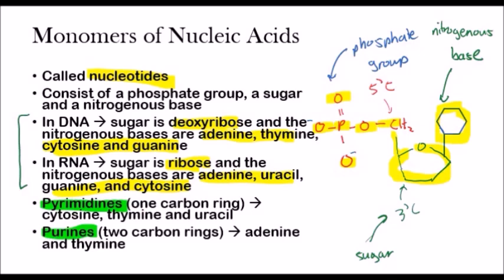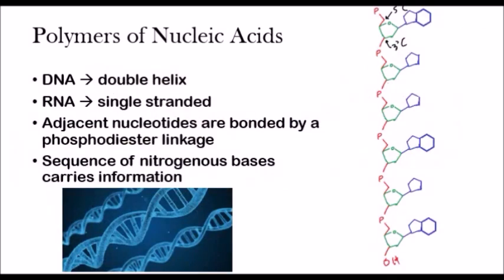So those are the monomers. Now let's talk about how the polymers of nucleic acids come together. The difference between DNA and RNA is that DNA forms what is called a double helix. Kind of down here. So this is DNA. You can kind of see that here, right? Because you have a double helix.